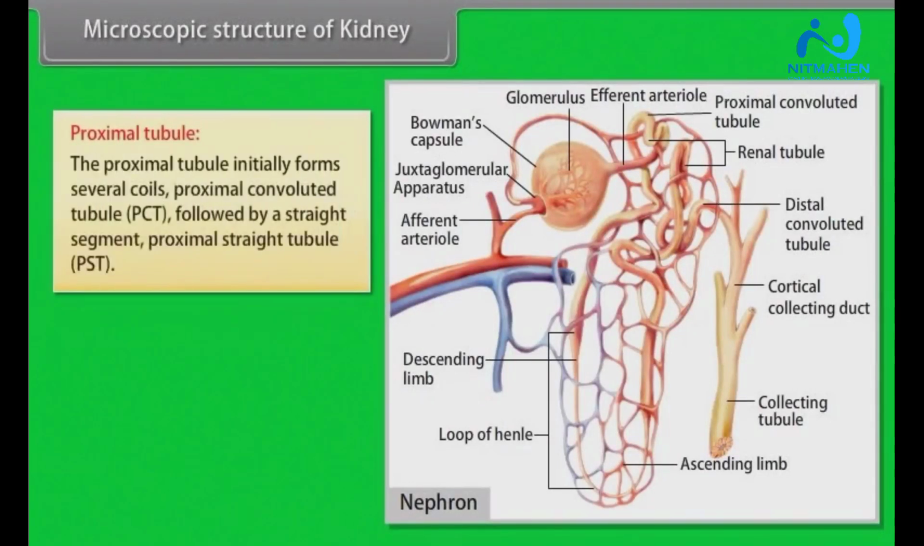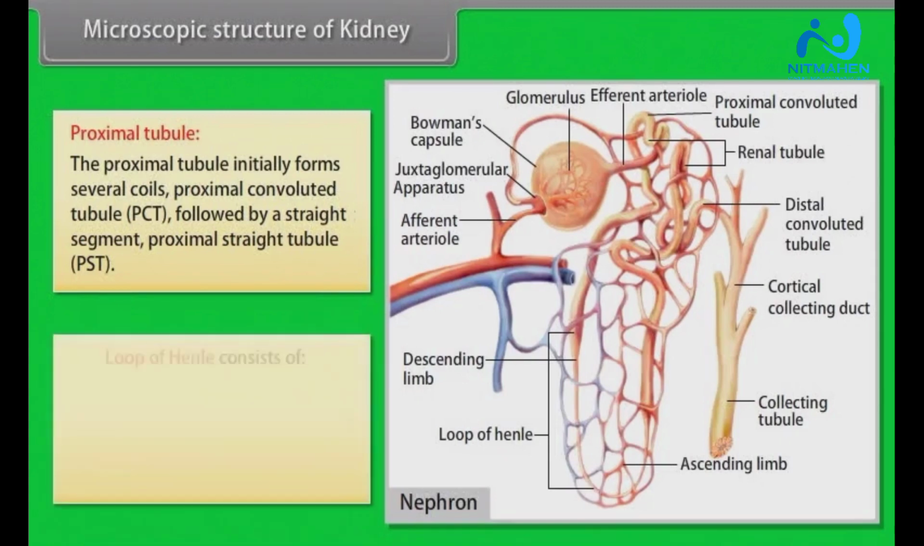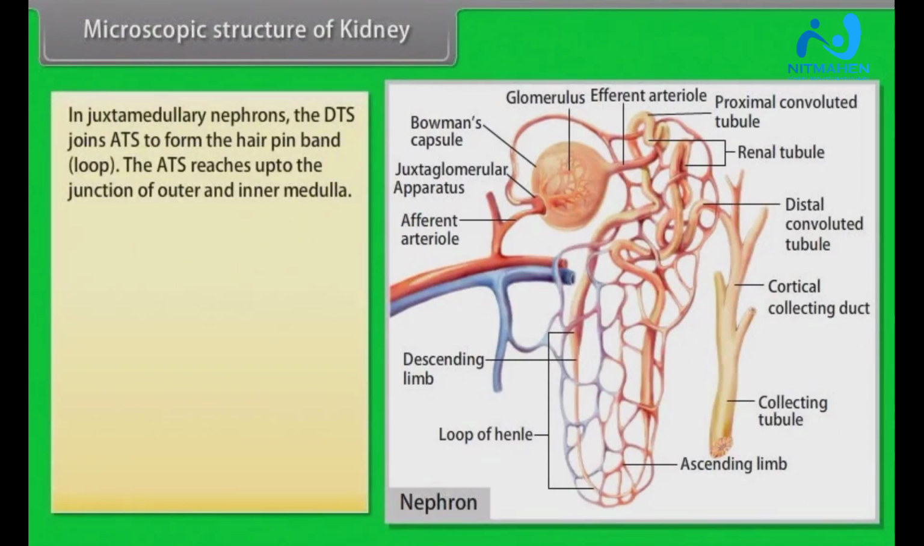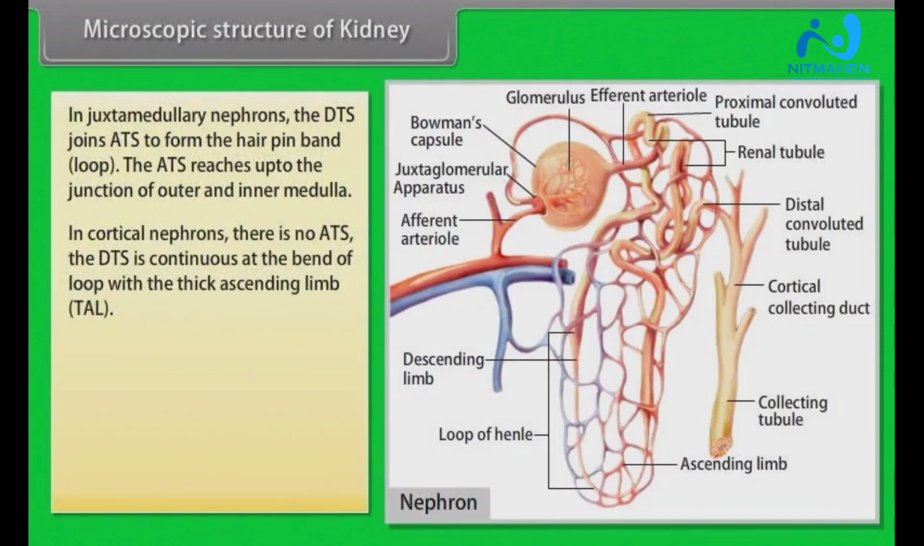Proximal tubule. The proximal tubule initially forms several coils, the proximal convoluted tubule PCT, followed by a straight segment, the proximal straight tubule PST. Loop of Henle consists of the descending thin segment, ascending thin segment and thick ascending limb. In juxtamedullary nephrons, the DTS joins the ATS to form the hairpin bend. The ATS reaches up to the junction of outer and inner medulla. In cortical nephrons, there is no ATS. The DTS is continuous at the bend of the loop with the thick ascending limb.